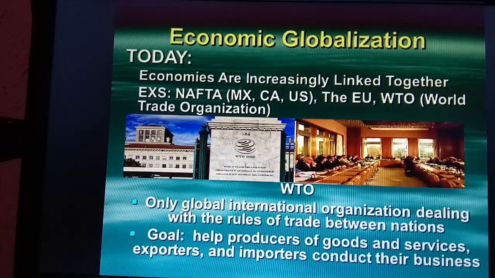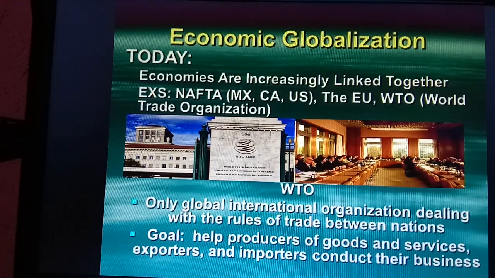So, we have economic globalization today. Economies are increasingly linked together. Examples are NAFTA. With the breaking of barriers, countries are establishing interconnections with one another. International organizations were also established to help each member country economically. So the basic motivation is the economic development of member countries, though there are also political and socio-cultural aims, but mostly it is for economic development.